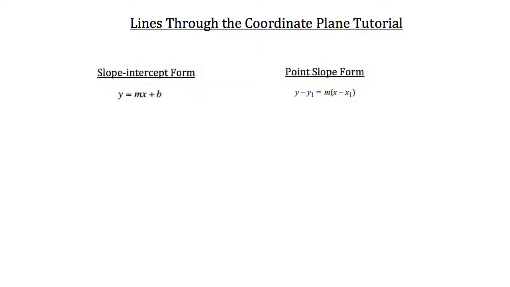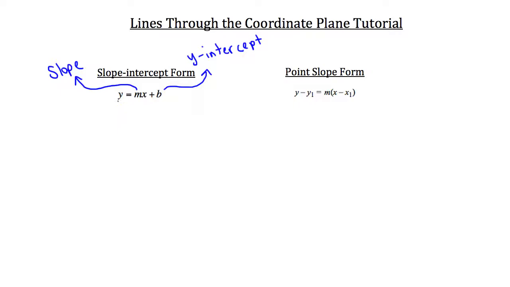There are a couple different equations that we use to describe lines mathematically. The first is in slope-intercept form, and the second is in the point-slope form. Now, in dealing with the slope-intercept form, we have the equation y is equal to mx plus b, where m is referring to the slope of the line that we're describing, and b is referring to the y-intercept of the line that we're describing. Now, the y-intercept of a line is the point where the line crosses the y-axis.